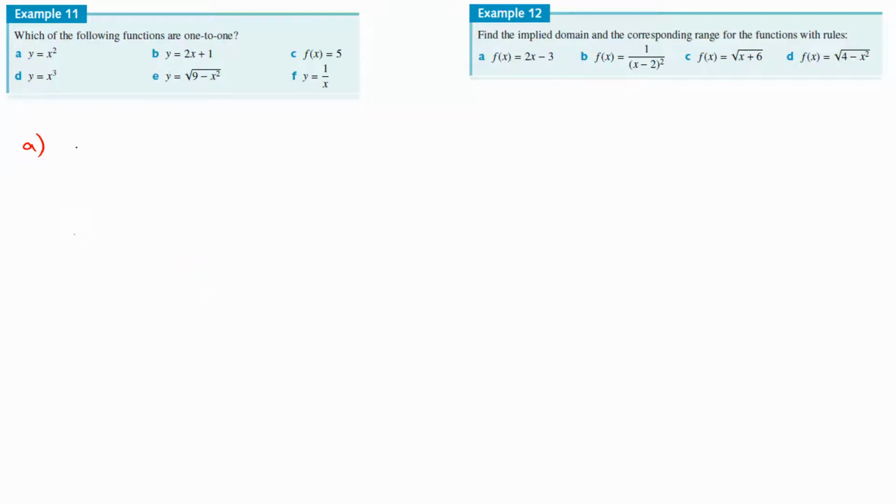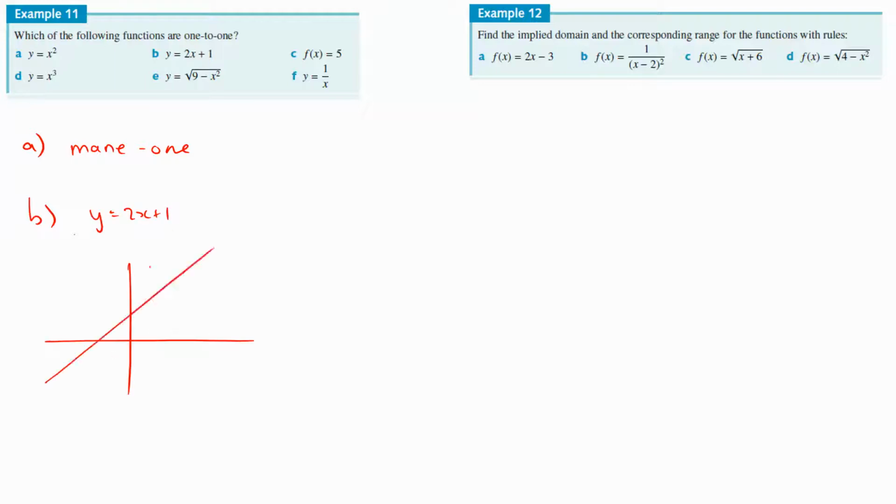Therefore, A is a many-to-one. Obviously I'm answering the question as it's not a one-to-one. So A is not a one-to-one. Let's have a look at B. B, 2x plus 1. I can tell that y equals 2x plus 1 is a straight line equation.